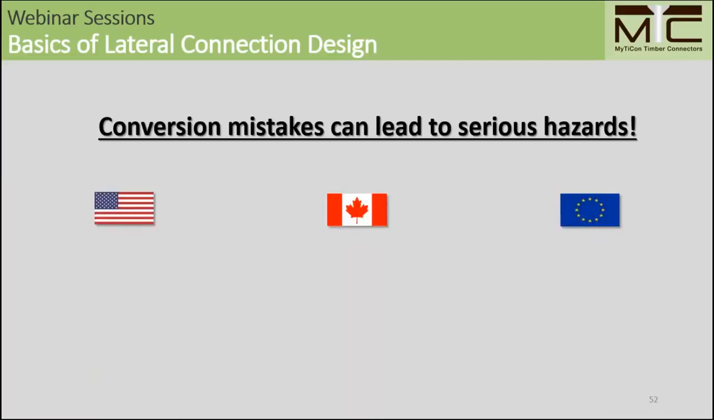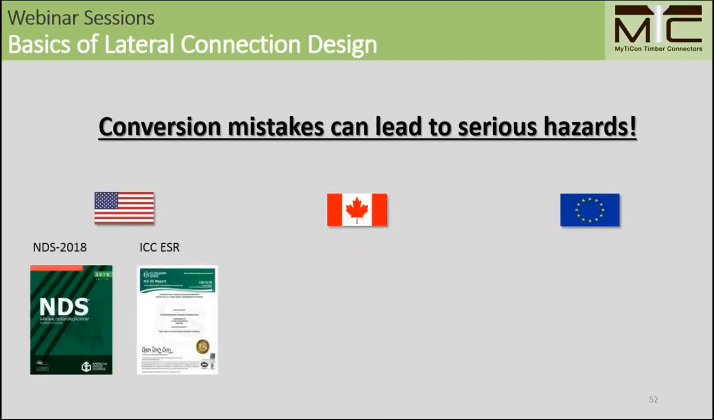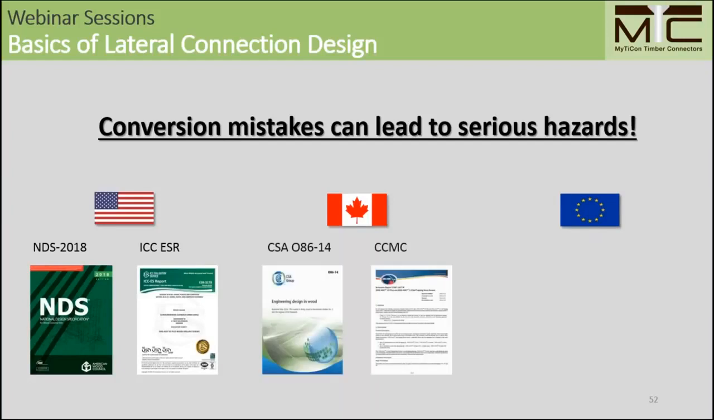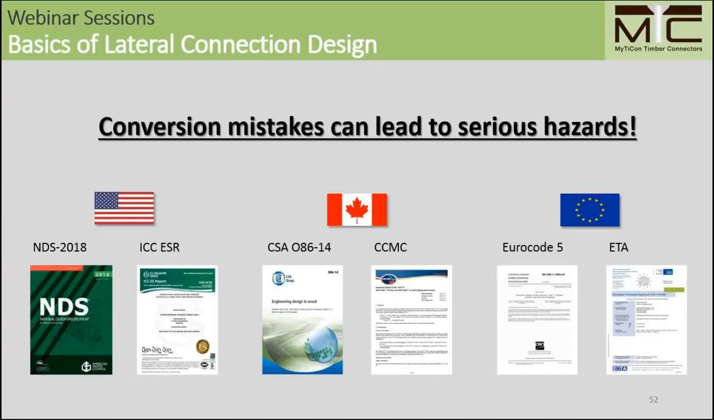So in the NDS, therefore, we use ICC approvals that go along with the NDS for the calculation. Also for Canada, the CSA86 goes along with a CCMC approval. So all of those approvals fit the values that can be calculated with a design approach here. And also EC5 uses the so-called European technical approvals, and those should not be freely interchanged with each other, as that can really lead to conversion mistakes.